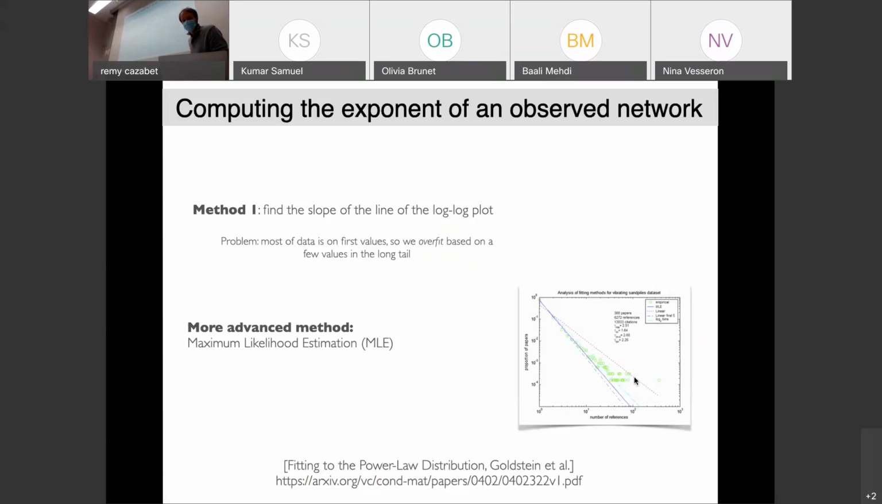So if you want to do it with this approach, you should actually only fit maybe some part of the distribution which is well defined because you have many observations. But if you want to do it properly, you need to do it with maximum likelihood estimation. I won't go into details, but for instance, you have this paper which describes how to do it properly, and then you will correctly fit your exponents so that it matches the real data.